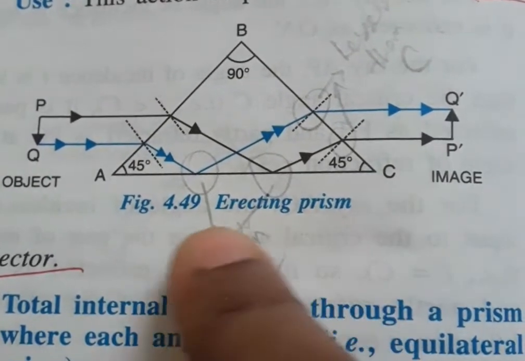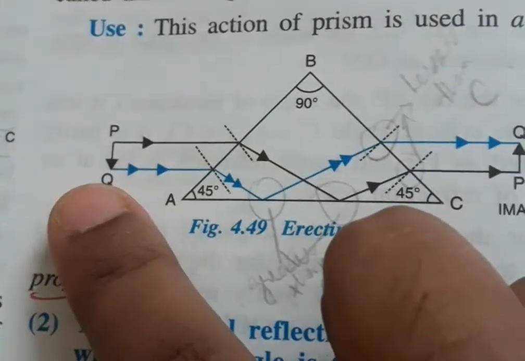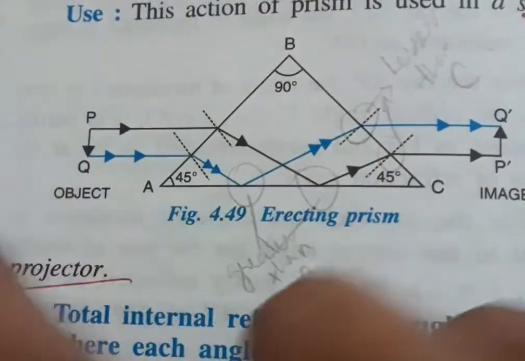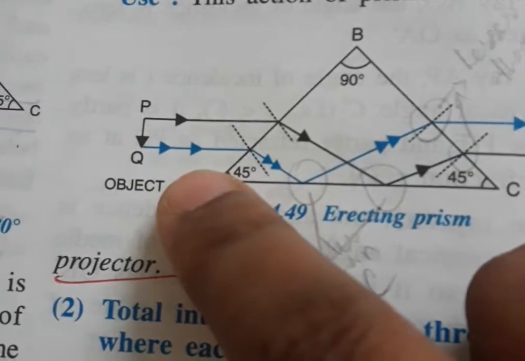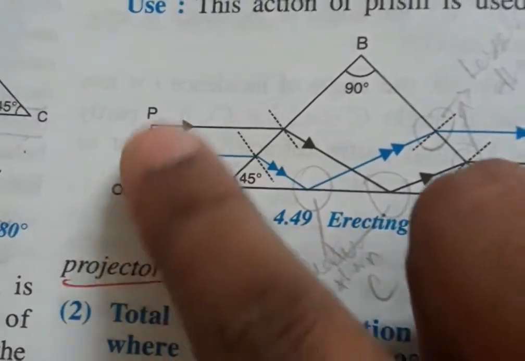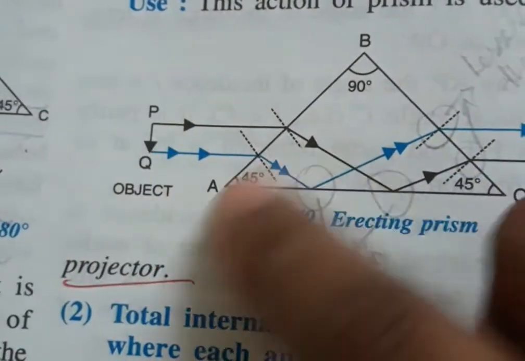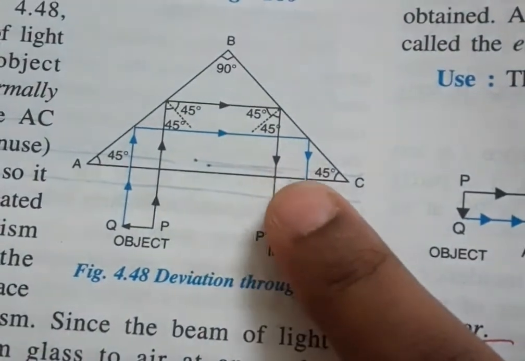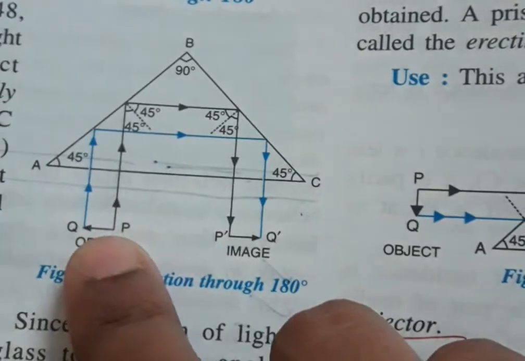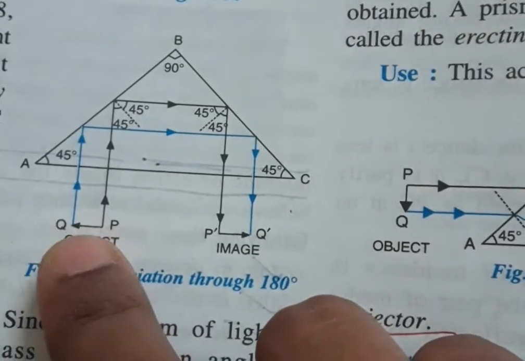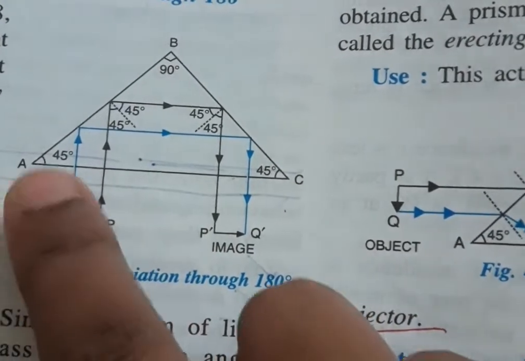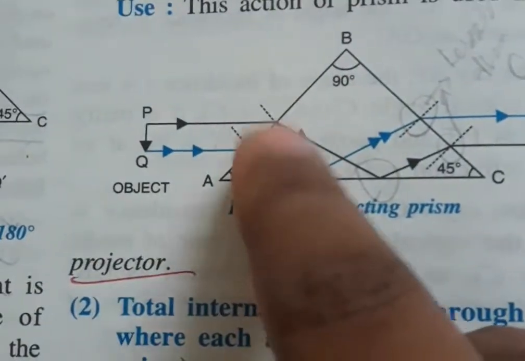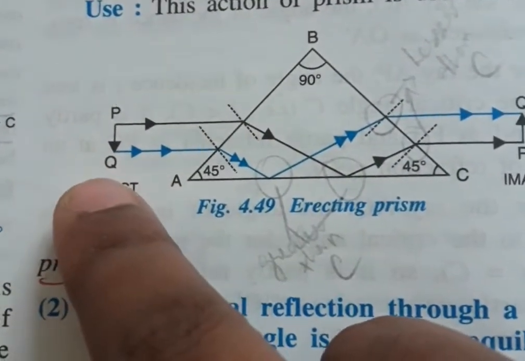Okay, we have another prism. Here we have another prism called the erecting prism, and it's the same prism only, but we keep it in this way, such that we have the object in front of this face AB. Here also we are keeping the prism like that only, but we are keeping the object in this place, on the left, pointing downwards.